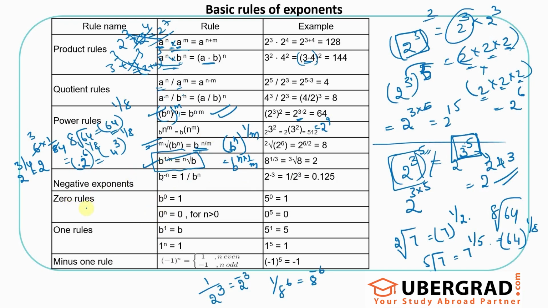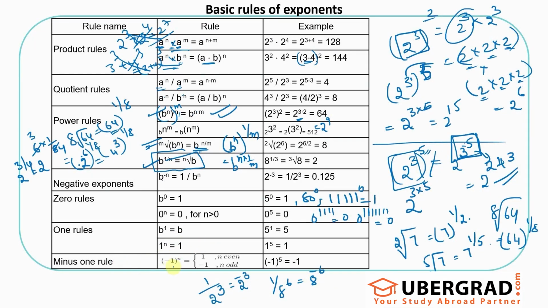Then the zero rules, that anything raised to 0 is 1, right? 5 power 0, 80 power 0, anything raised to 0 is 1. 0 raised to anything is 0, right? It's because 0 raised to anything is anyways 0, right? And then this is also similar, right? Anything raised to 1 is the same number because I'm multiplying by 1, so that's the same number. 1 power anything is 1. These are all very basics.